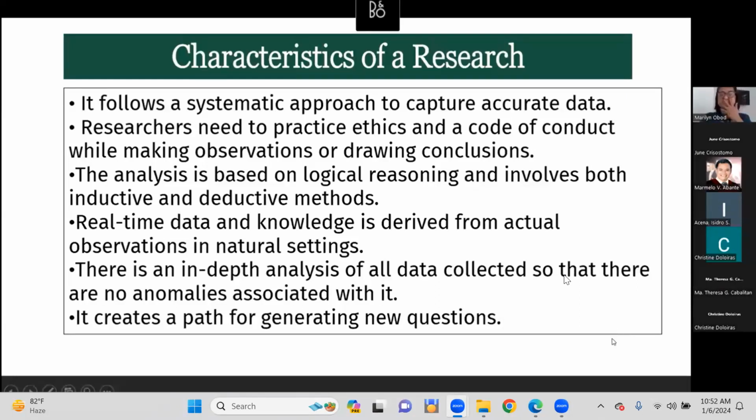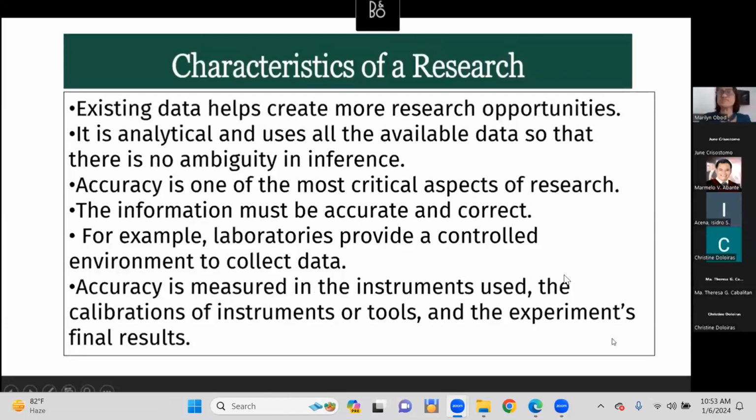Next. Existing data helps create more research opportunities. It's just a repetition. Analytical and uses all available data. Yan, yung sinabi ko kanina. And accuracy is one of the most critical aspects of research.